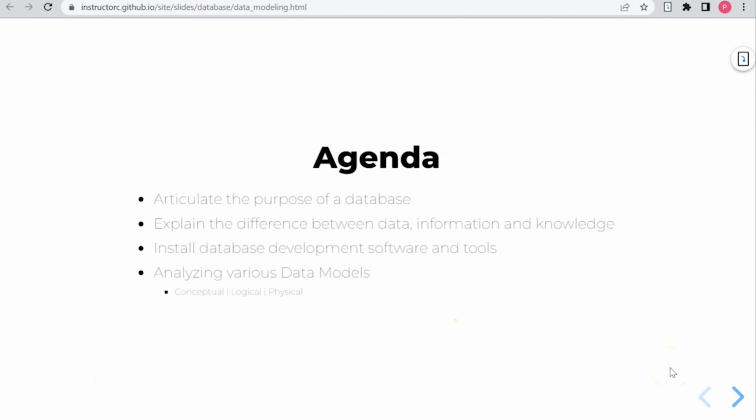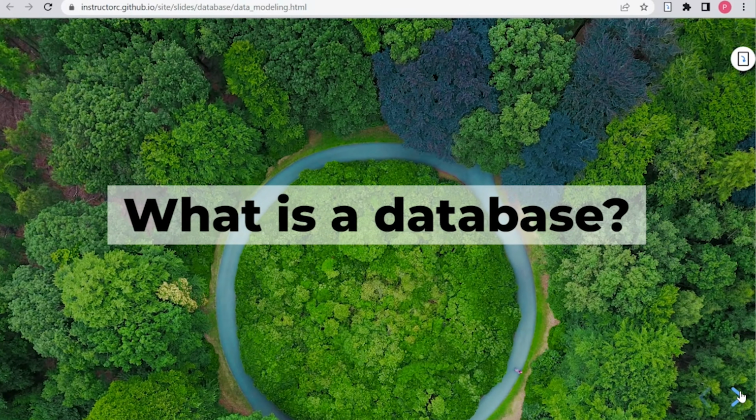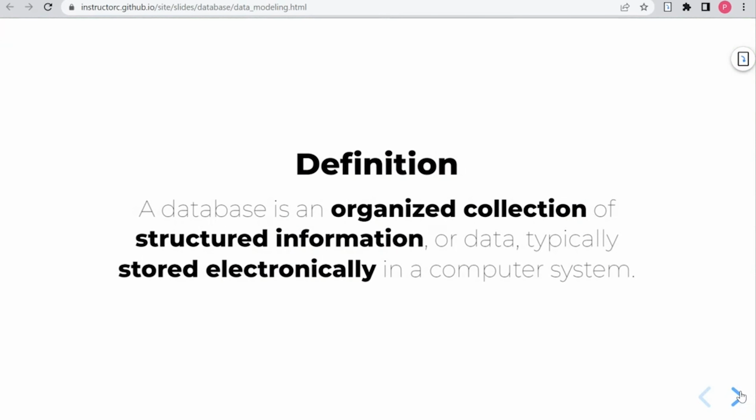So what is a database? If you had to describe a database to someone else, what are some of the main characteristics of a database? So here's a working definition, and I've highlighted and bolded certain words in this working definition. One is organized collection of data. It's structured information, and then also another way you can characterize a database is that it's stored electronically in a computer system.